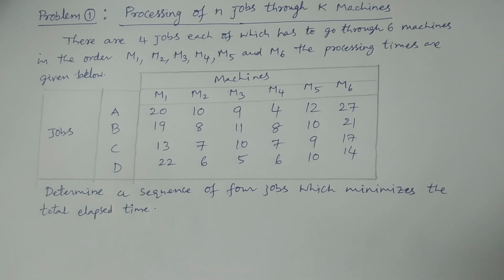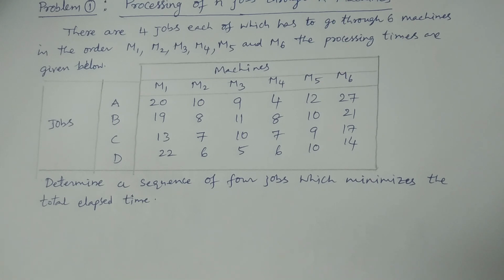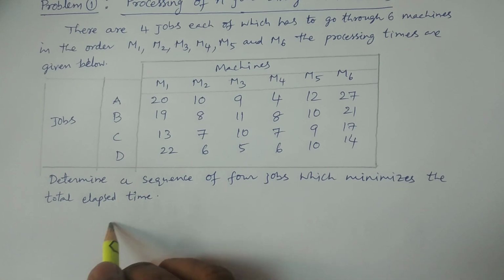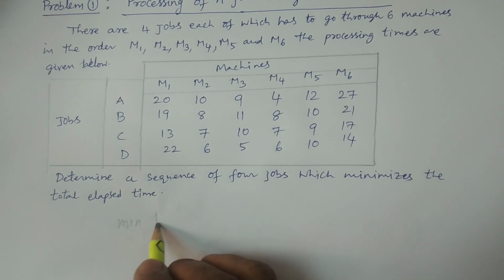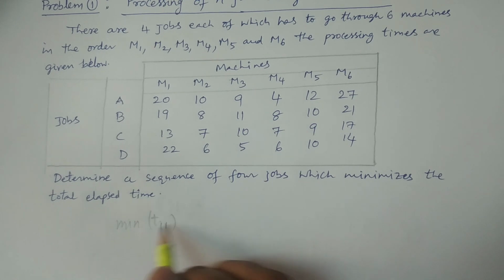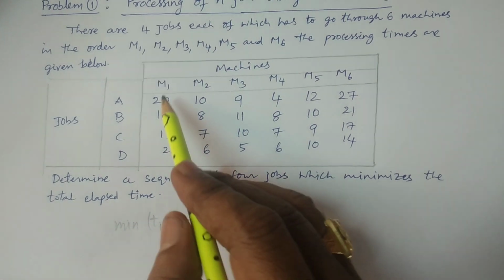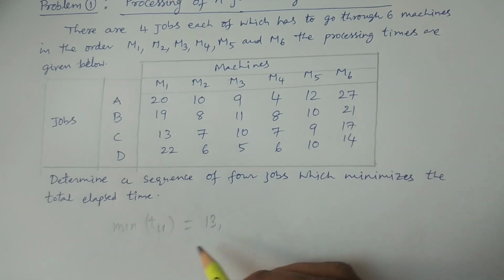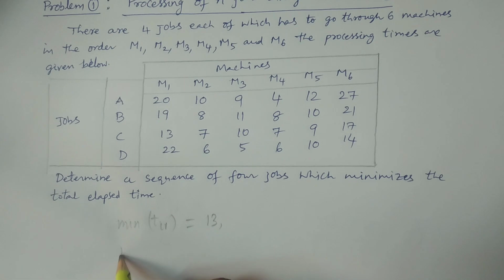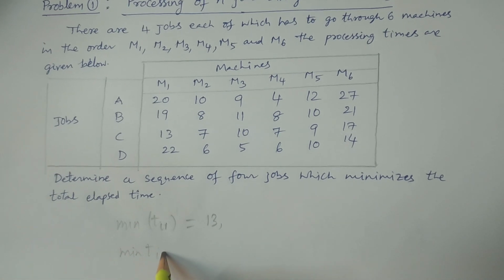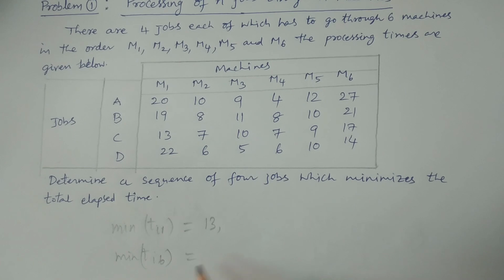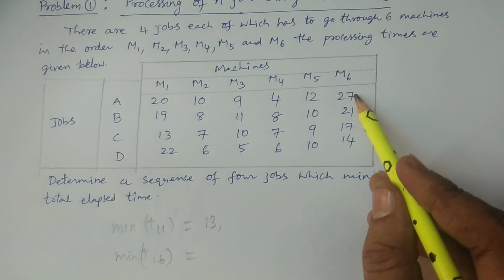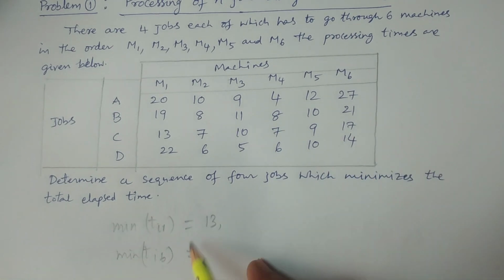As per the procedure, for the first machine and the last machine you have to calculate the minimum processing times. The minimum of Ti1, that is machine M1, is 13. Similarly, you calculate the minimum of Ti6, because the last machine is the 6th machine. The minimum of Ti6 is 14.